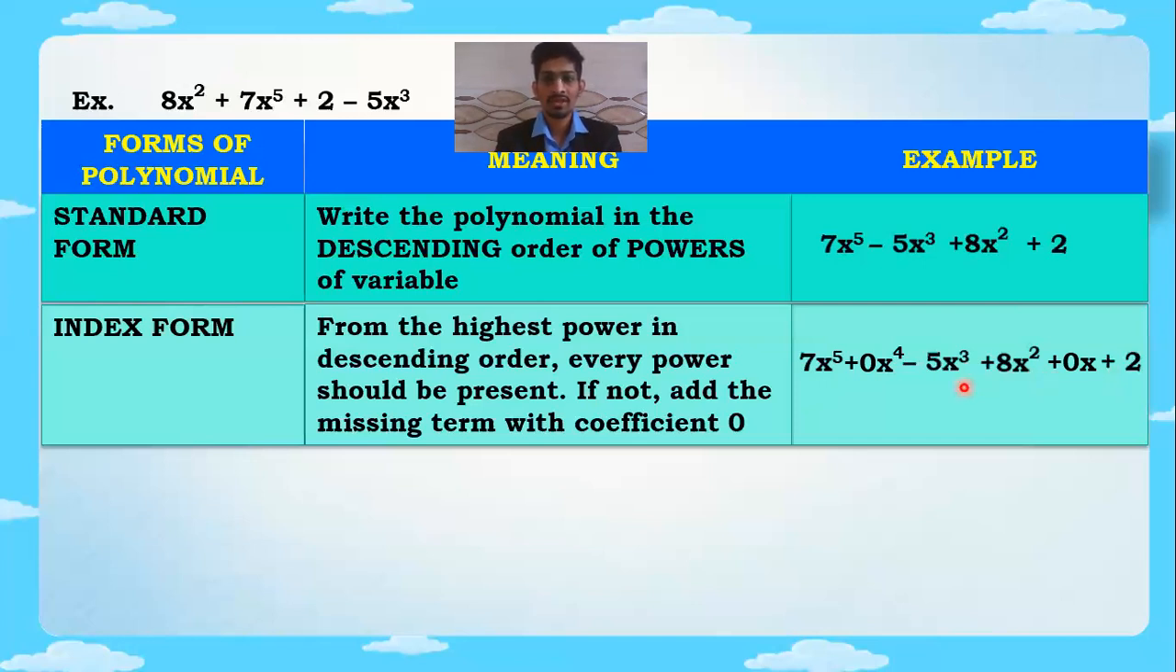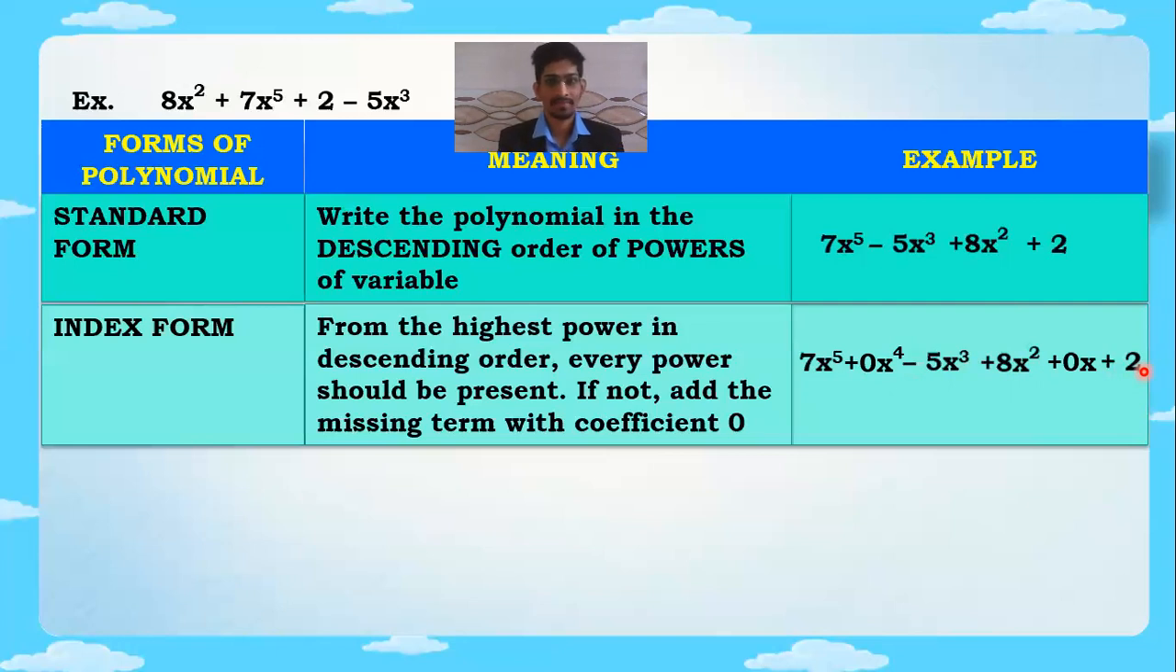So once we have arranged this polynomial in index form, just check it out. Starting from highest power to lowest power, हर एक power present है कि नहीं? Raised to 5, raised to 4, 3, 2, 1, 0. Yes, now each and every power is present. So this is called as index form. We need to arrange the polynomial in such a way that all the power should be present from highest power to lowest power. If it is not, we need to introduce it with the help of coefficient 0.